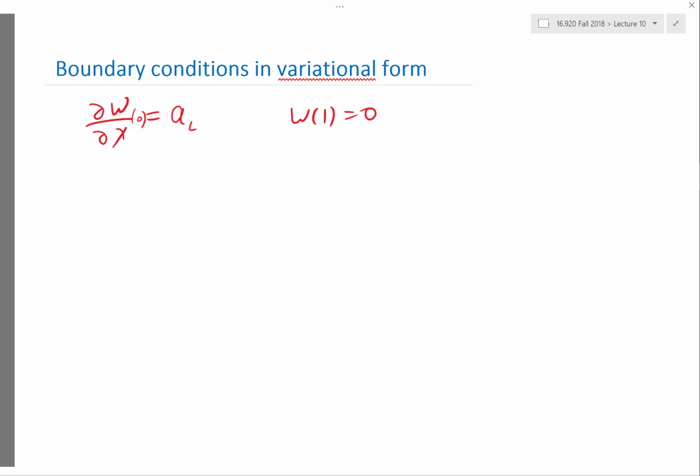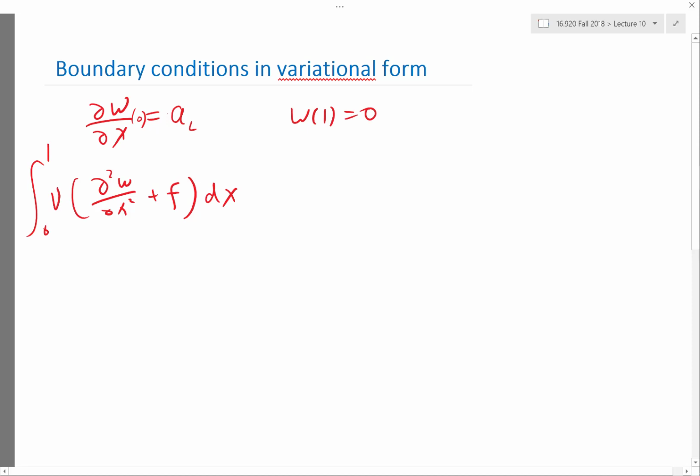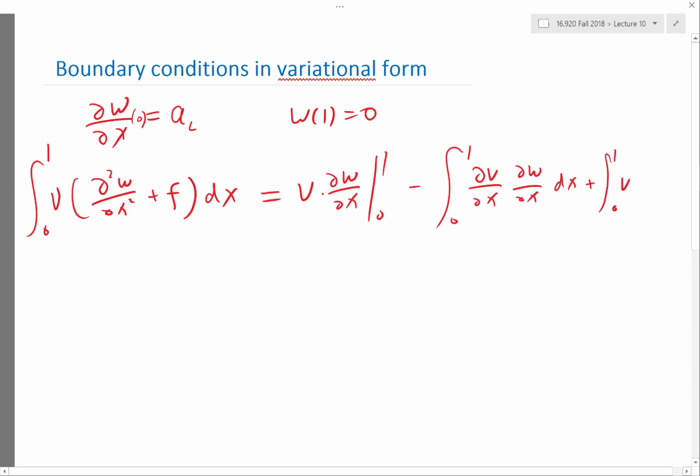Okay, so let's see how we deal with this. We still have the equation. And we still multiply the equation with a test function, and we still integrate. And we still perform integration by parts, which gives me V times dw/dx from 0 to 1 minus the integral of this perfectly symmetric form. This is equal to 0, right?